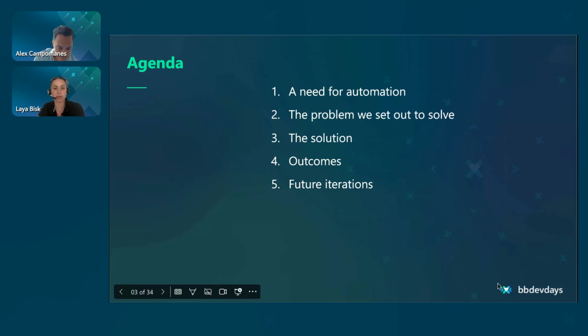Hi, everybody. I hope you get a lot out of this presentation. This is one of many projects my team has been working on, hoping to streamline processes and have a positive impact on many other processes within the university. So just to cover the agenda, we'll look at number one, a need for automation. So when is there not a need for automation? The problem that we set out to solve, the solutions, outcomes, and then future iterations. Next slide.